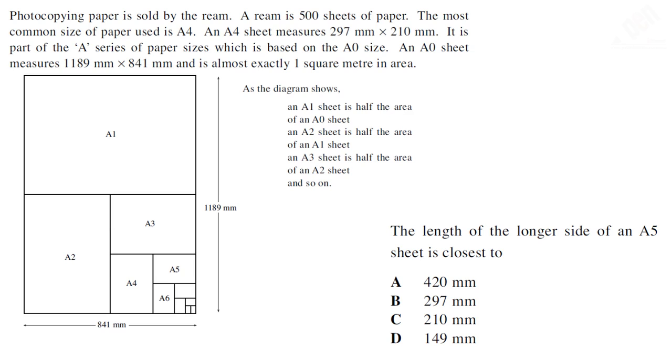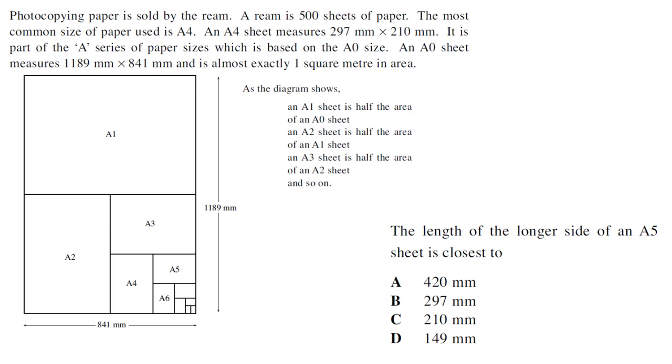It is part of the A series of paper sizes, which is based on the A0 size. An A0 sheet measures 1189mm by 841mm and is almost exactly 1 square meter in area. As the diagram shows, an A1 sheet is half the area of an A0 sheet, an A2 sheet is half the area of an A1 sheet, an A3 sheet is half the area of an A2 sheet, and so on.